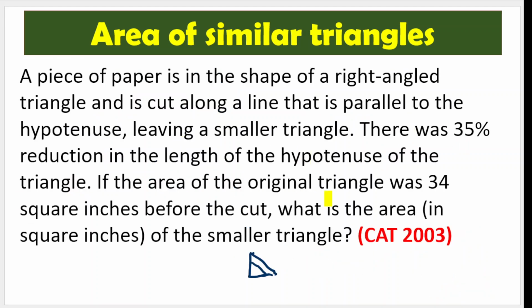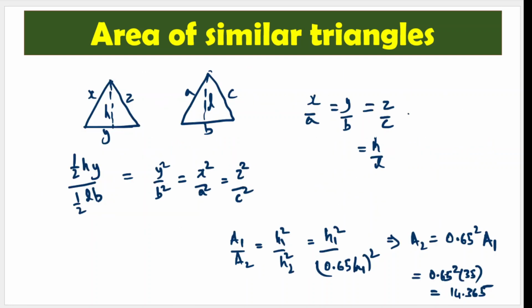That means what is remaining? 65% is remaining. So H2 is actually 0.65 times H1. So A1 by A2 is equal to H1 square by (0.65 H1) square, and H1 square will get cancelled. So A2 is equal to 0.65 square times A1. What is A1? A1 is 35. 0.65 square times 35 gives 14.36. That is the correct answer.